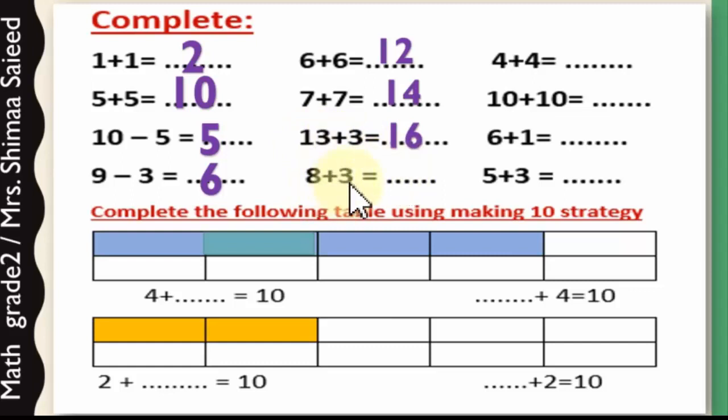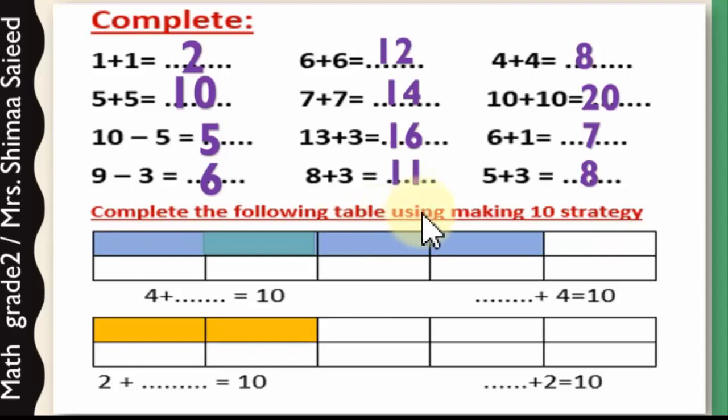8 plus 3. We can use making 10 strategy. 8 plus 2 equals 10. 10 plus 1 equals 11. 4 plus 4, double of number 4 equals 8. 10 plus 10, double of number 10 equals 20. 6 plus 1 equals 7. 5 plus 3 equals 8.